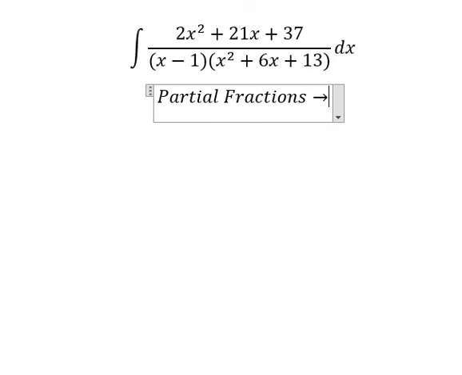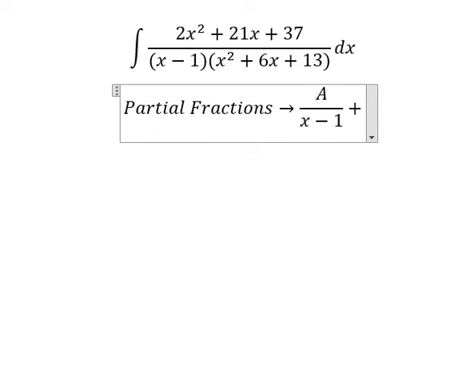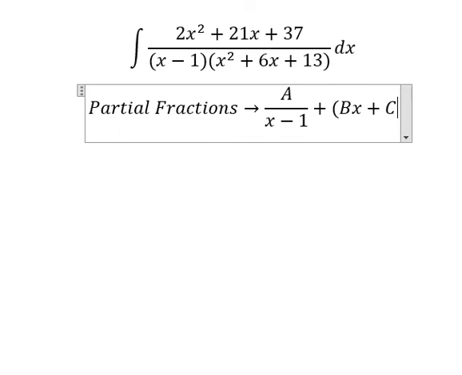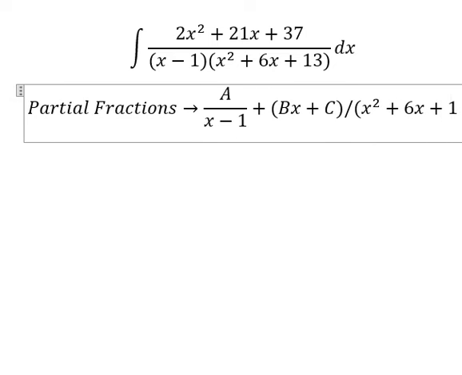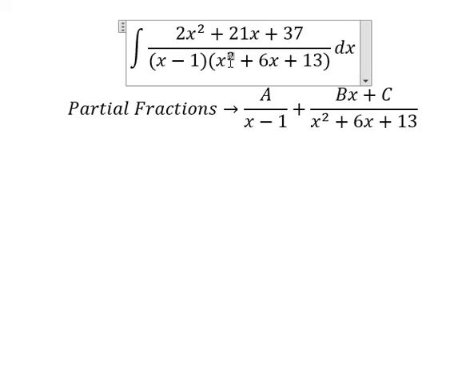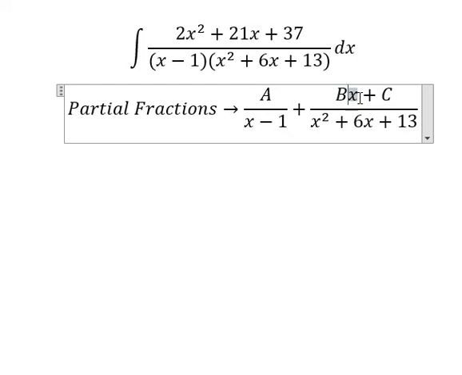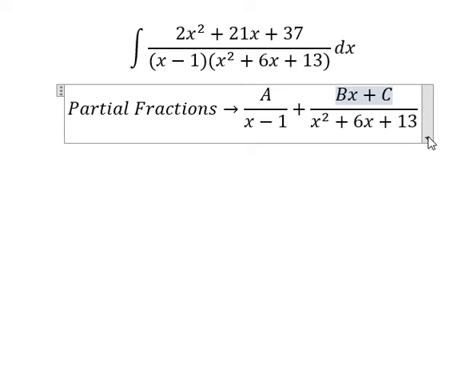So I will put A over s minus 1, plus Bs plus C over s squared plus 6s plus 13. Because we have the power 2 in here, the numerator should reduce by 2 minus 1, and that's why we have s. And this one will reduce the power from 1 to 0. Just similar for this one.